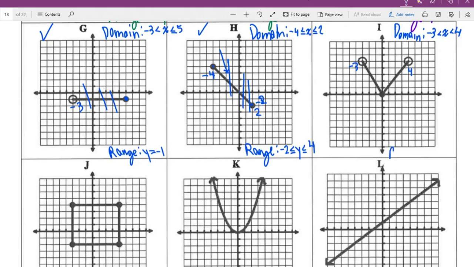And for our range, we start from the bottom and work our way up. So 0, and our highest point, 0, 1, 2, 3, 4, 5. 0 to 5. 0 is included, so less than or equal to. y is less than 5 because 5 is not included, open circle.